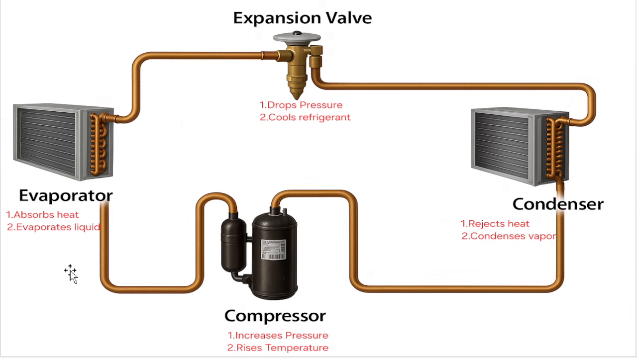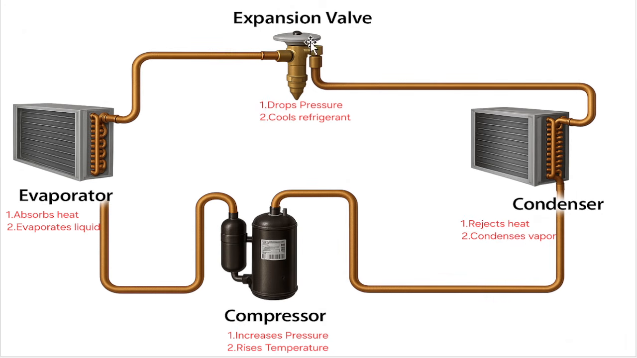Now let's look into the function of all these four components: expansion valve, condenser, compressor, and evaporator. What are the functions or roles? Let's again begin with the compressor. Here you can see it is used to increase the pressure and raise the temperature. Condenser, it rejects the heat after collecting the heat from inside of the house, and by rejecting the heat, the temperature drops, and therefore the vapor condenses back into liquid.